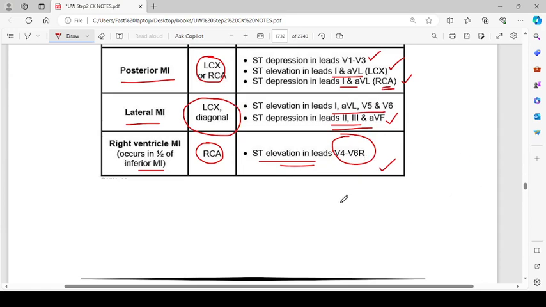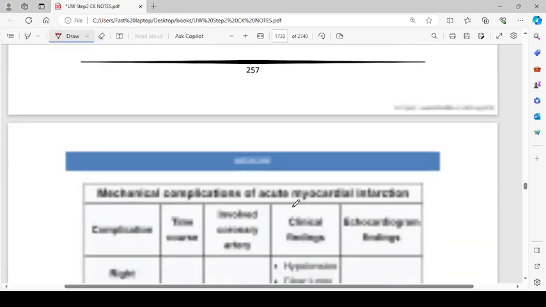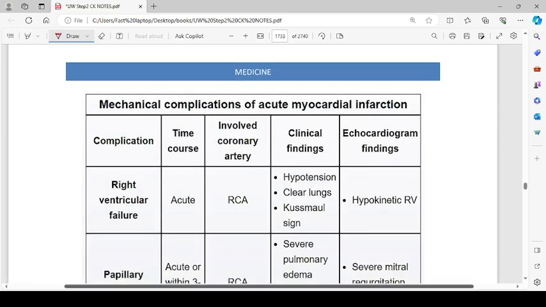It is when we apply the heart leads in the opposite direction, like instead of placing them on the left side, we place them on the right side. Then there is elevation in V4 to V6R if we are suspecting a right ventricular MI. Okay. Mechanical complications of acute myocardial infarction.